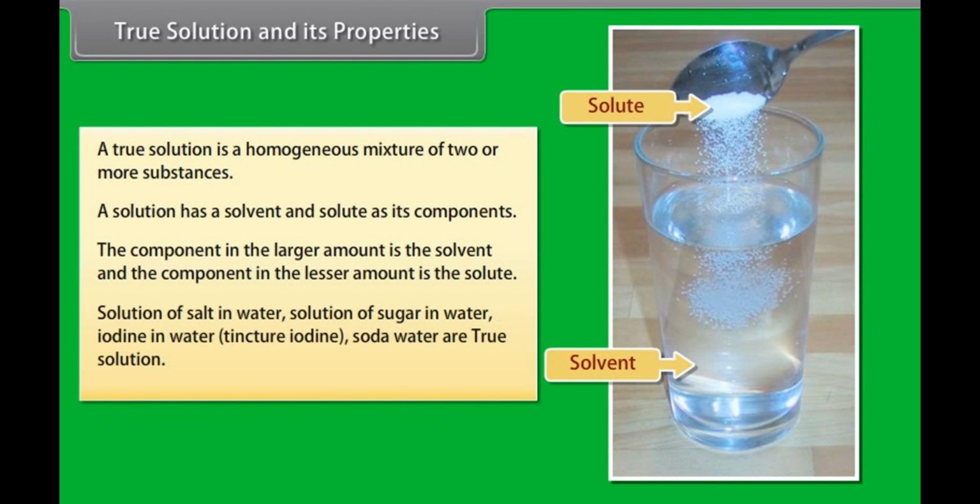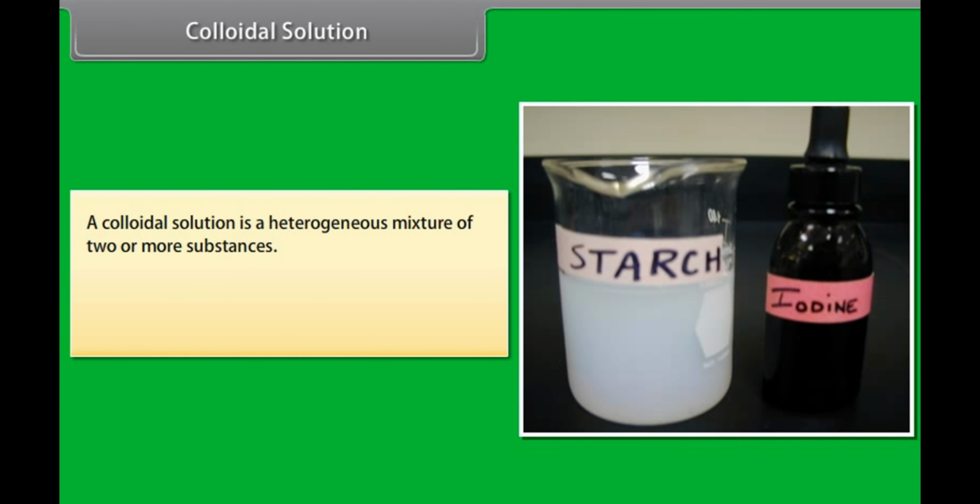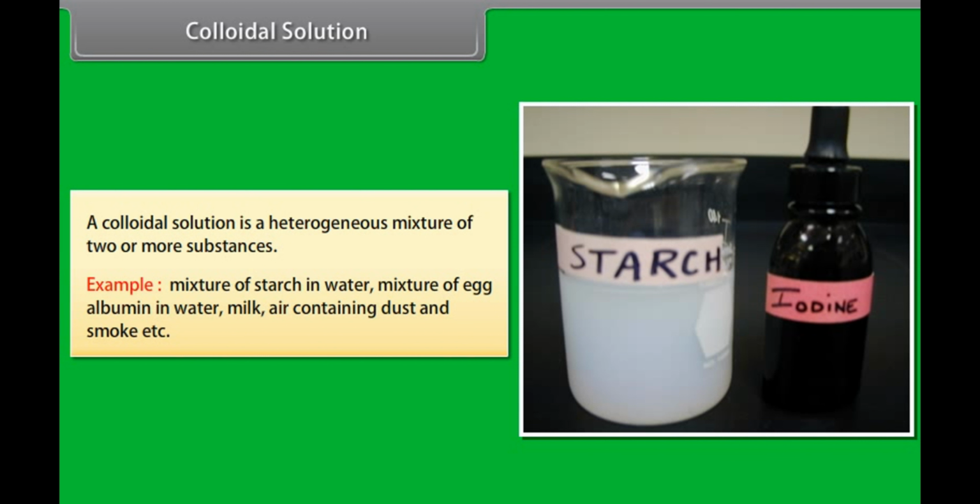Solution of salt in water, solution of sugar in water, iodine in water, tincture iodine, soda water are true solutions. Colloidal solution. A colloidal solution is a heterogeneous mixture of two or more substances. For example, mixture of starch in water, mixture of egg albumin in water, milk, air containing dust and smoke, etc.